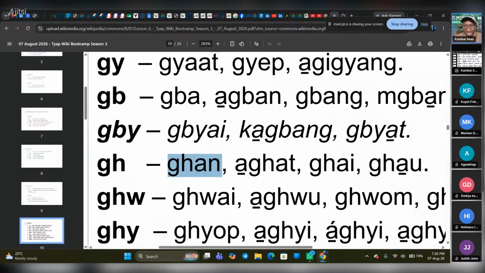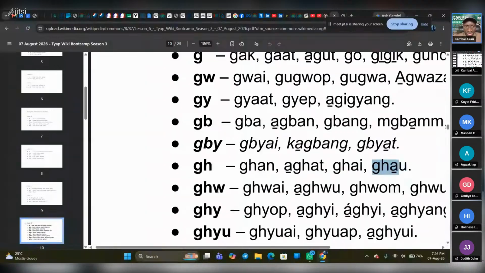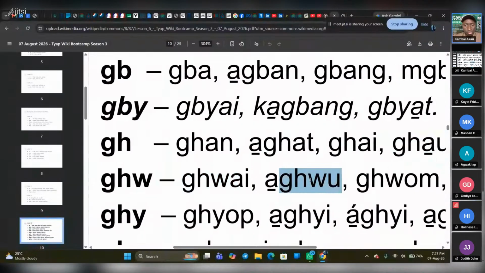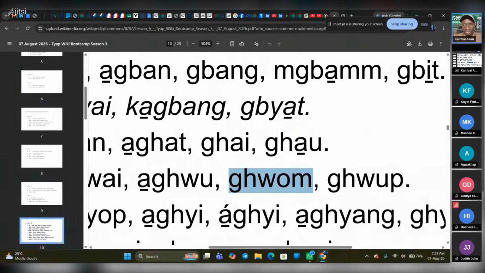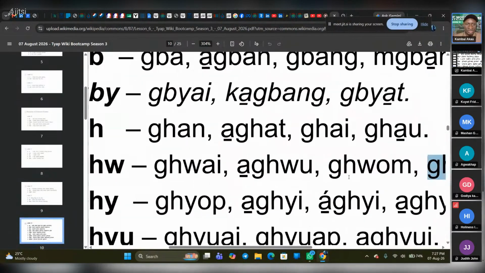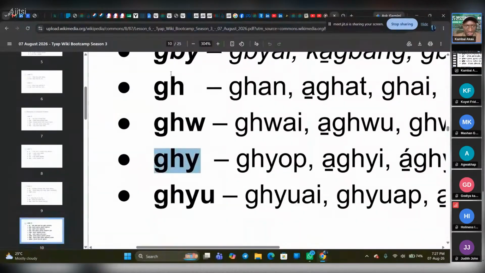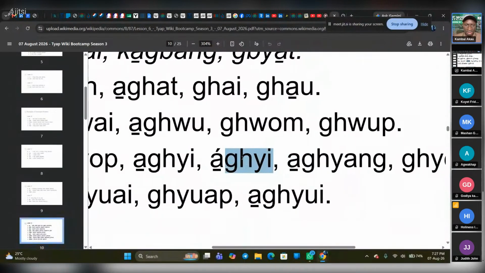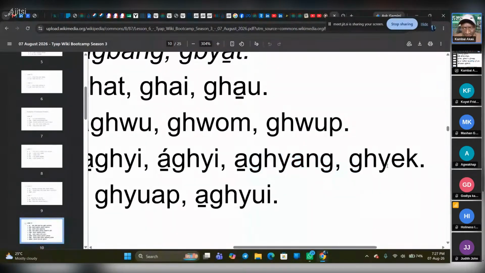So under it, we have ran, rat, rai to separate, and rau. Then we have the labialized form of this ras sound. Under it, we have words such as why, who, wom, and whoop. Then we have the palatalized form of the ras sound. We have examples such as yop, yi, yang, and yek.